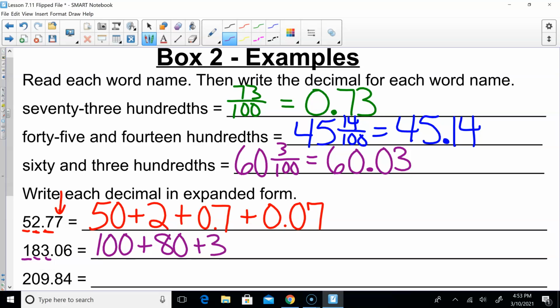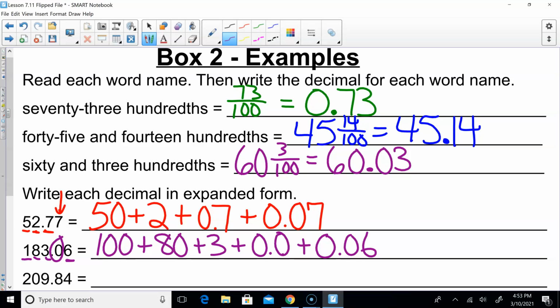So far, so good. And now I have nothing in my tens place value. So I don't necessarily have to write this, but I like to say I have 0 tens. That way it keeps me on track. And now I have 6 hundredths, like I have 6 pennies. So it'd be 0.06. And that would be how you would write out 183 and 6 hundredths in expanded form.